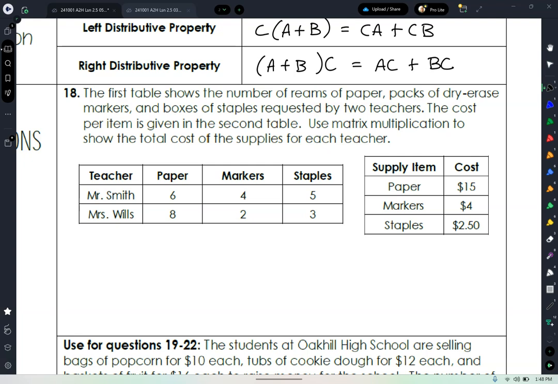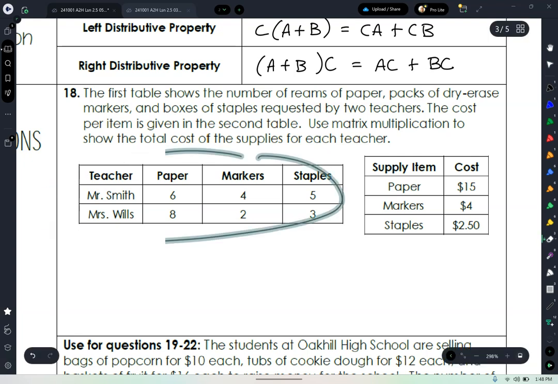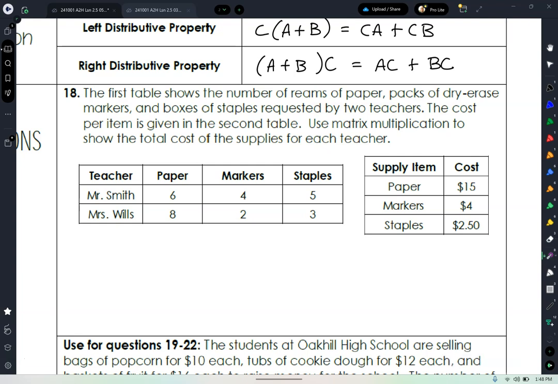We take our two different sheets and then we log our data into those sheets, and then we import that data and we do math with it, and we withdraw pieces of information. And so here, the first table shows Mrs. Smith and Mrs. Wells and what they purchase in terms of boxes of reams of paper, boxes of dry erase markers, and staples as such.